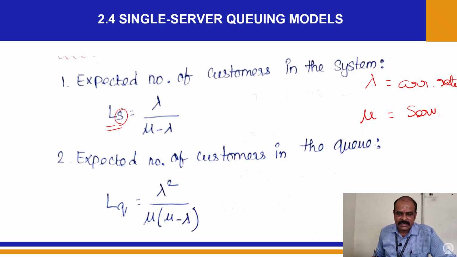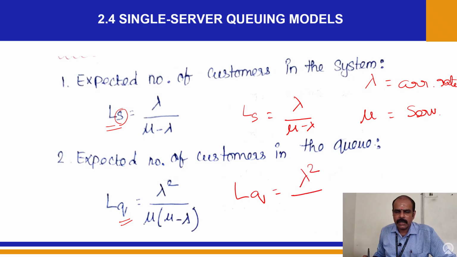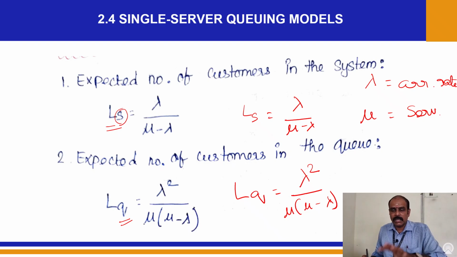The next, L suffix Q. Q means the number of people or length of the queue. Here, length of the system is just for understanding; actually it is the expected number of customers in the system. So L suffix S is equal to lambda divided by mu minus lambda. The expected number of customers in the queue, L suffix Q, is equal to lambda squared divided by mu into mu minus lambda. Note down these two formulas. Actually we have 5 formulas, so note down these two.